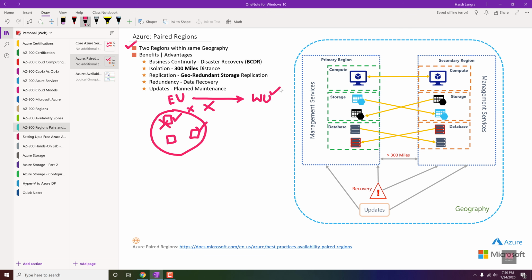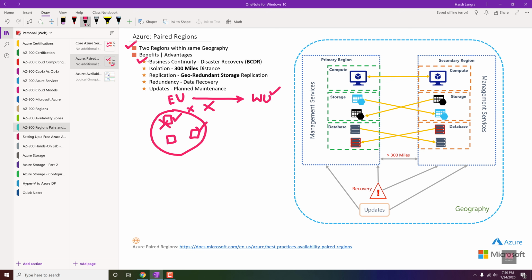So now let's talk about how it is actually going to help us and where we can see more details when we talk about the paired region, especially in terms of real-time deployment. I can talk to you about that in just a minute, but before that, let's talk about the benefits and advantages. So the very first one is business continuity. As I mentioned, definitely you need to think about your business continuity and disaster recovery situation.